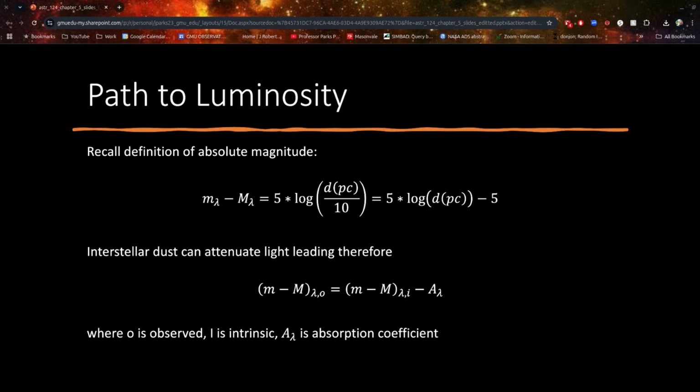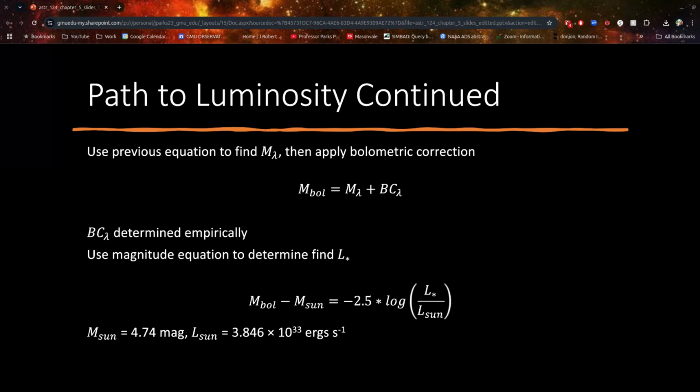Less so in the infrared than in the shorter wavelengths and the longer ones. It is a wavelength dependent phenomenon, hence why it's a sub lambda. The other thing that it does is that it makes things look redder than they actually are. But if you want to be proper about the whole thing, then the observed distance modulus is equal to the intrinsic distance modulus, that's actually there, minus that absorption coefficient.